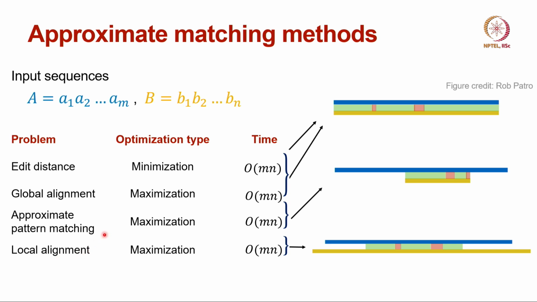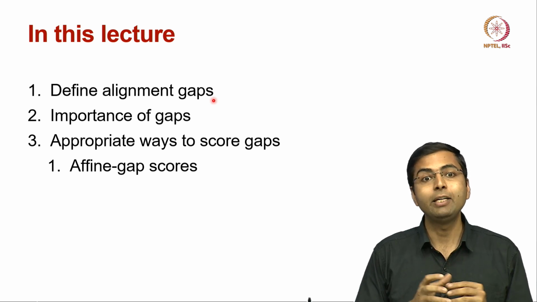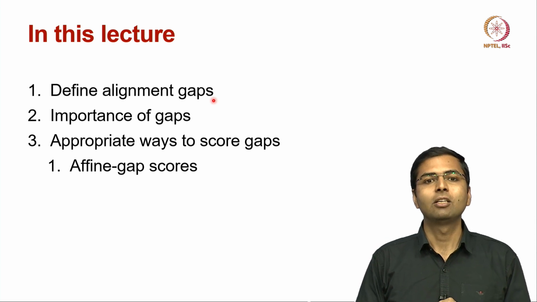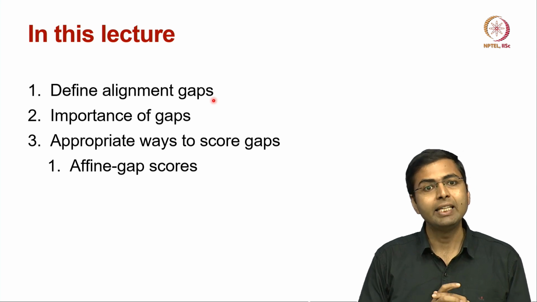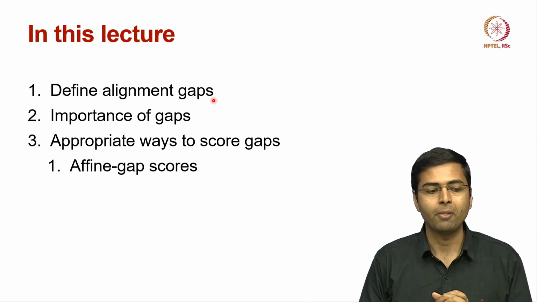So far, we have managed to solve all these problems in quadratic time, that is order mn, where m is the length of first sequence and n is the length of second sequence. For this lecture, the topic will be defining the alignment gaps. I will motivate why we need to have gaps in the alignment objective function, and then we will see appropriate ways to score these gaps, and within that we will see the most popular way, that is affine gap penalty system.